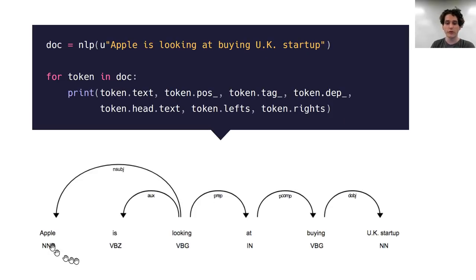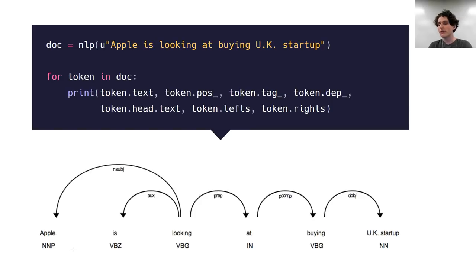So it's this tree-based structure that gives you the syntactic relationships between words. The way you should read this is that the arrow pointing from this word to this word means that apple is a child of looking in the tree. And it's a child with this relationship, nsubj. In other words, apple is the subject of looking. And is an auxiliary verb attached to looking. And then at is a prepositional phrase attached to looking.